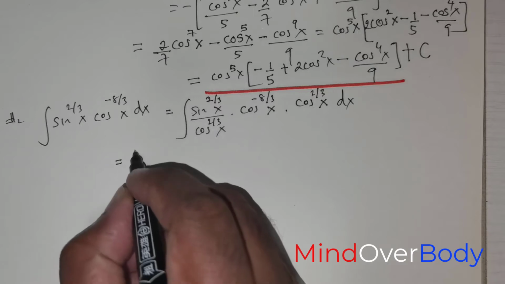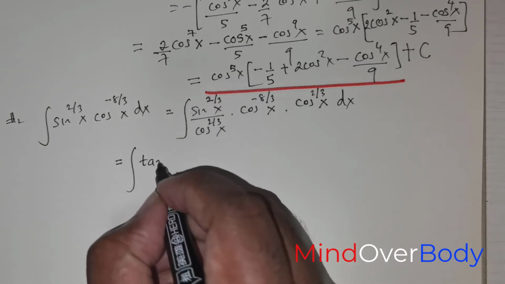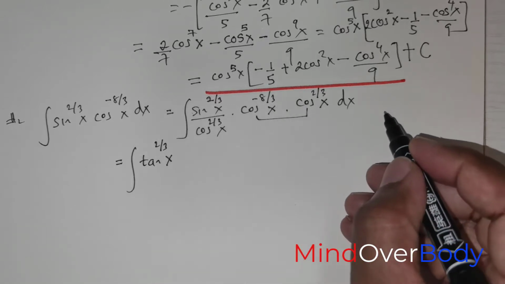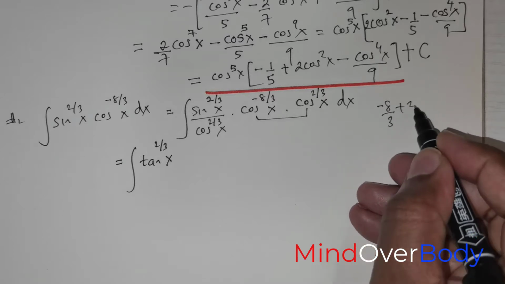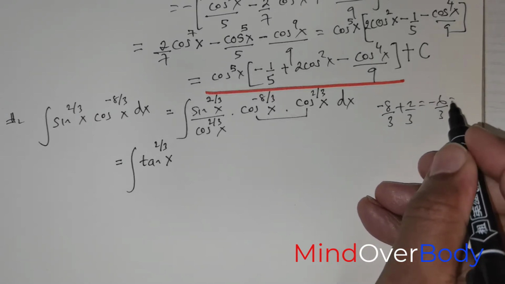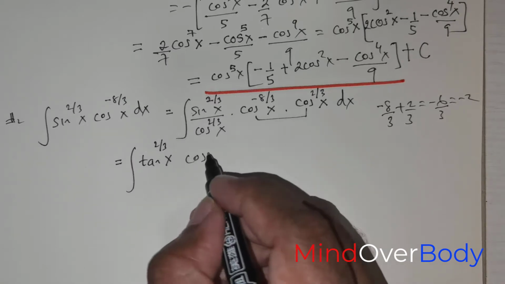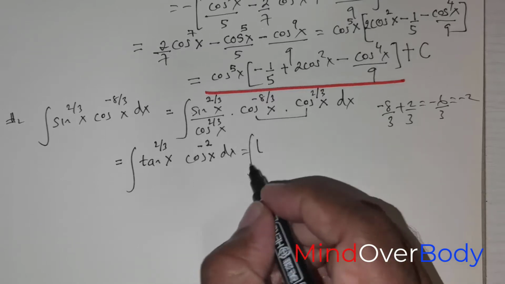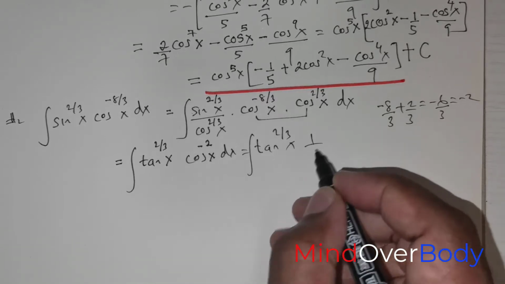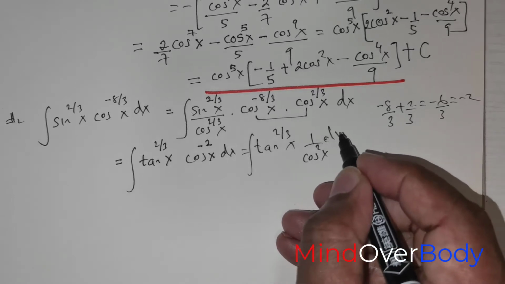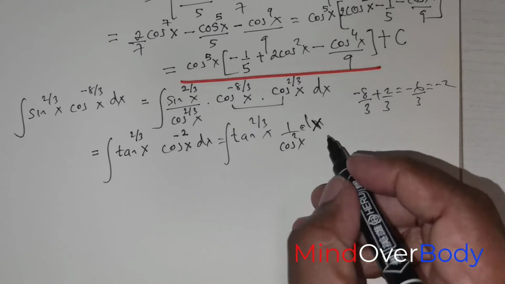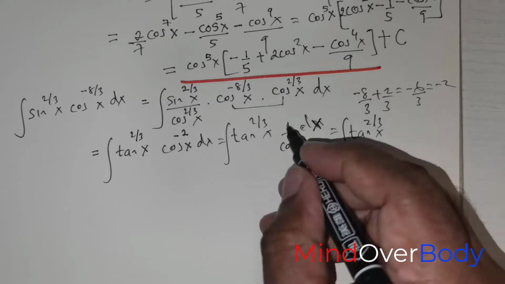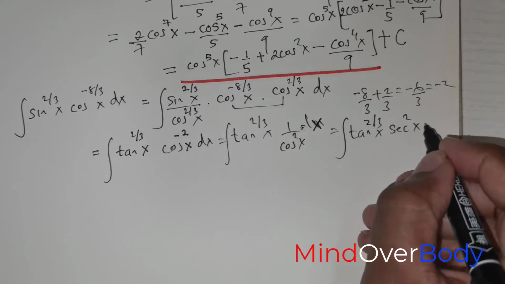So this is what I've got. Now this can be rewritten as the integral of tan raised to the power of 2 over 3 times x. Now these two things can be coupled together, right? You got negative 8 over 3 added with 2 over 3, which is negative 6 over 3, which is nothing but negative 2. So this is going to be cos raised to the power of negative 2x dx. But what is this? I can rewrite this as 1 over cos squared x times dx, right? But what is 1 over cos squared x? That's nothing but secant squared x. So this is going to give me tan 2 over 3x times secant squared x dx.